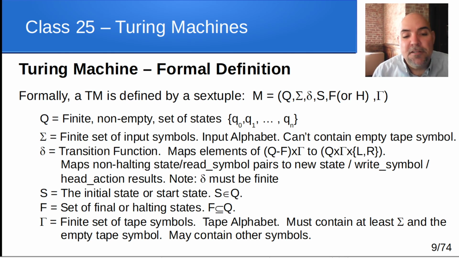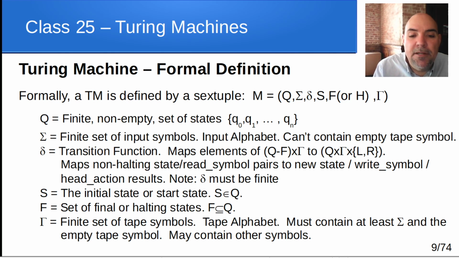So the initial or start state is an element of Q, and then our set of final or halting states has to be a subset of our set of states. Now, the finite set of tape symbols has to contain at least our input alphabet, because the input starts out on the tape, and the empty tape symbol. But it could contain other symbols that aren't part of the input alphabet. There could be other things that get written to the tape that are not part of the original. We're going to see that in our example in just a little bit.